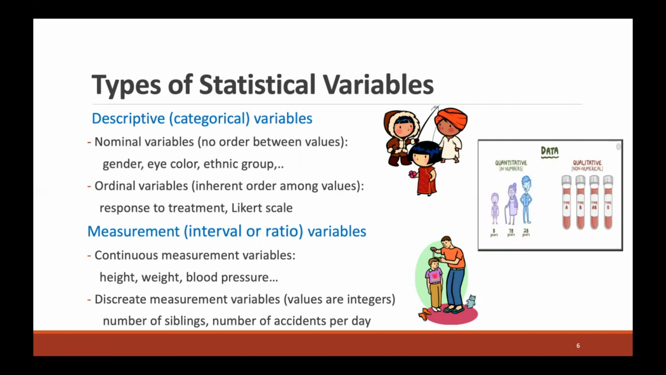But for the ordinal variable, there is a particular order among the values. For example, response to treatment, a Likert scale. A Likert scale will be like strongly disagree to strongly agree. So there's an order. Then the measurement, interval or ratio variables, have also two variable types, continuous and discrete. Continuous variables are height, weight, blood pressure. Discrete or count data is like when we can count the number of siblings, number of accidents per day.